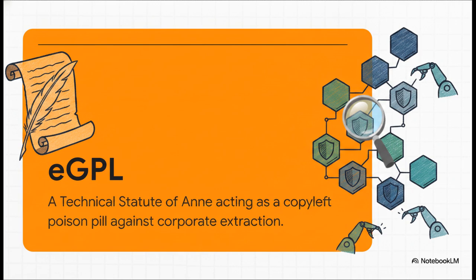But instead of relying on slow courts and expensive lawyers, the EGPL anchors the defense right into the technical architecture. It acts as a copyleft poison pill. Basically, if a closed system ingests this open source code without permission, it triggers a hard-coded legal requirement for that closed system to become open source itself. It turns the weapon of IP law into a proactive, defensive shield.